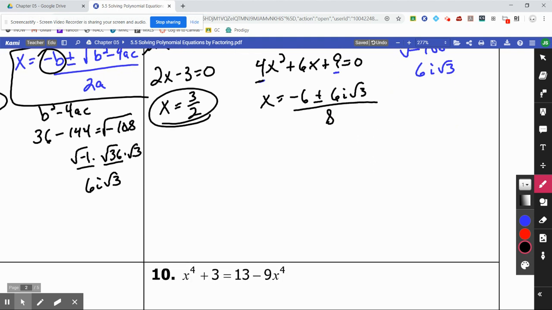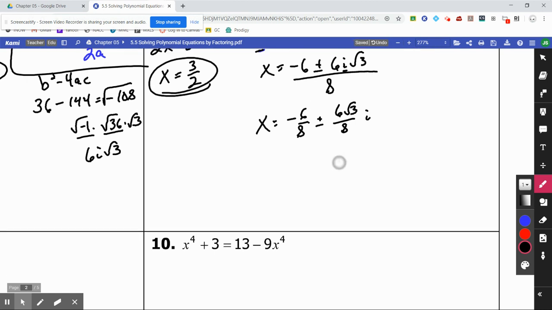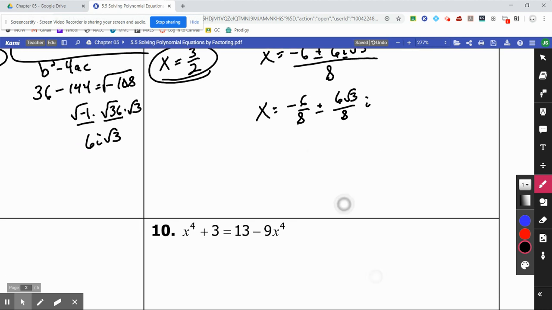This can be split into 2 fractions so that you can see the real and imaginary parts of your complex solutions. Negative 6 over 8, plus and minus 6 root 3 over 8, and then you can put the i next to it since it is a fraction. It does look okay. So your other 2 answers are negative 3/4 plus and minus, and you can also reduce this to 3 root 3 over 4 i.